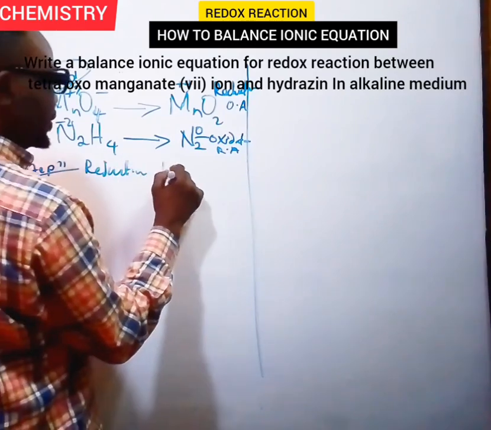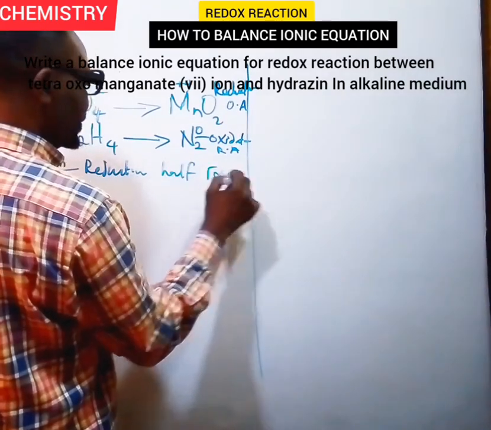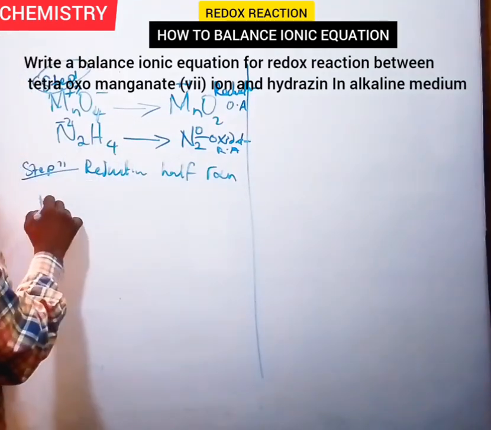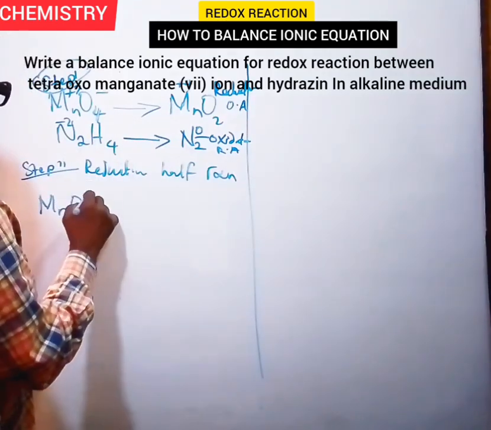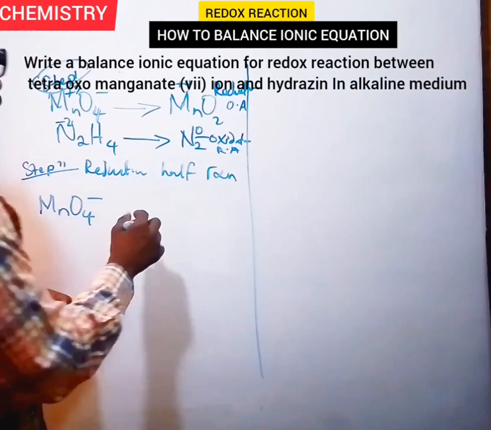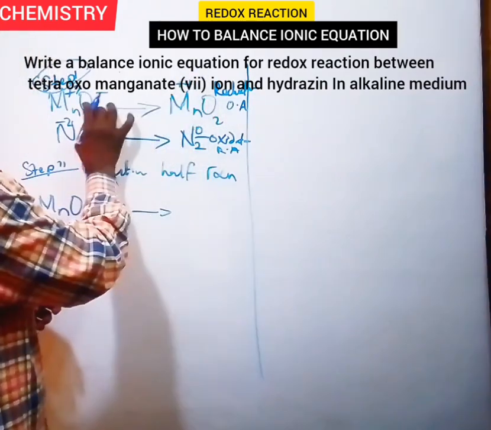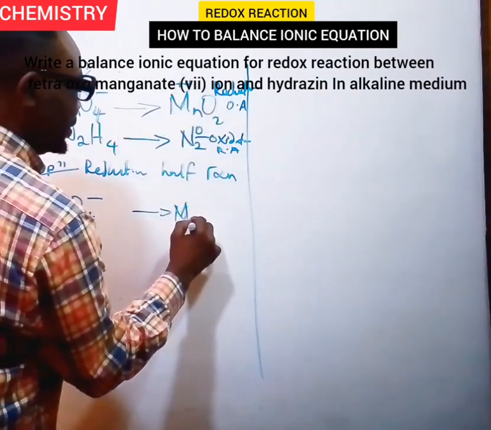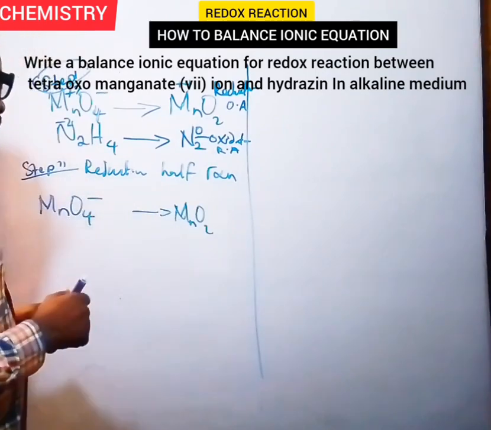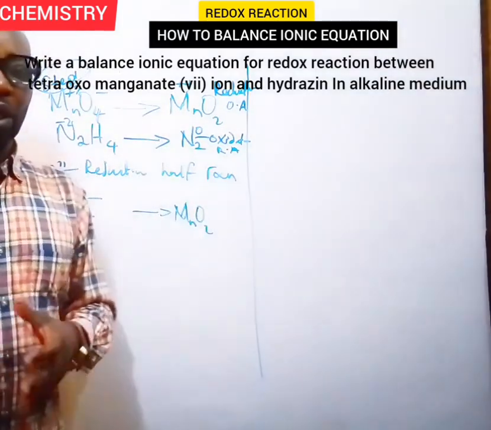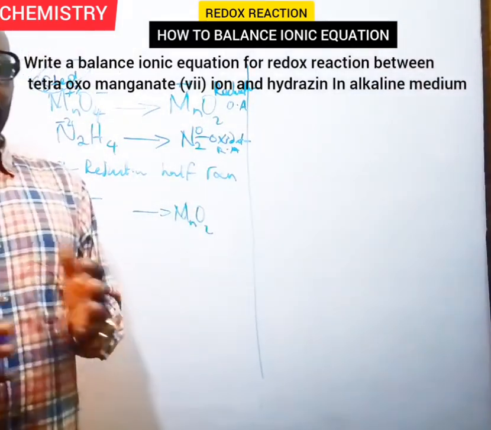Let's write out the reaction. Now, that is going to be MnO4 minus. Now, this leads to, according to what we have here, MnO2. Now, what do we need to add to either side?